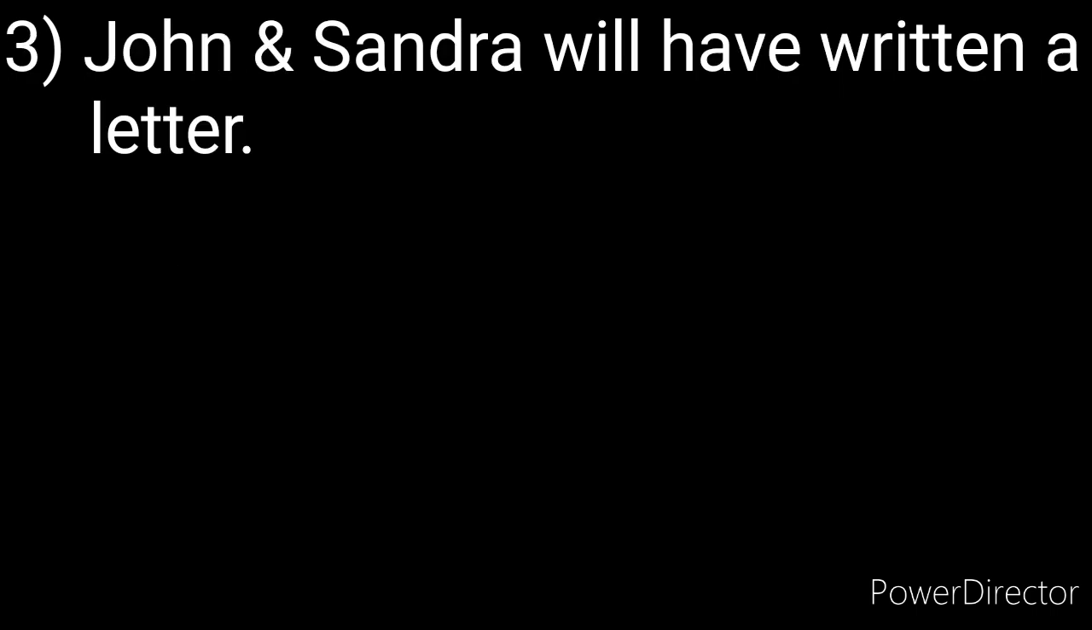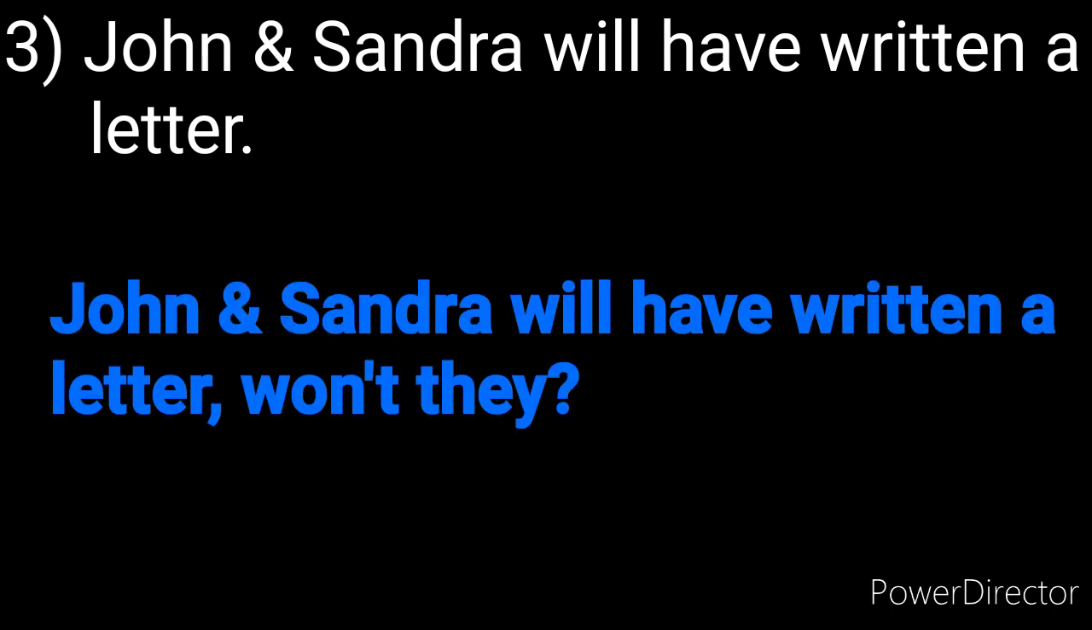Let's see the third one. John and Sandra will have written a letter. So will have. So that's positive. So we have to make it negative. So will plus not, won't. And John and Sandra, they are two persons. So they. John and Sandra will have written a letter, won't they? And the question mark.